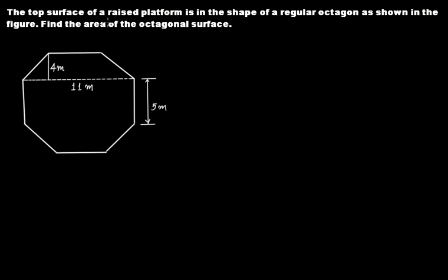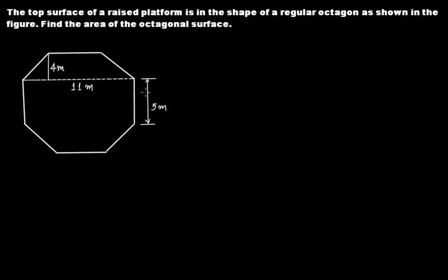The top surface of a raised platform is in the shape of a regular octagon as shown in the figure. Find the area of the octagonal surface. So this is the octagonal surface, and you have to calculate the area of this whole surface.